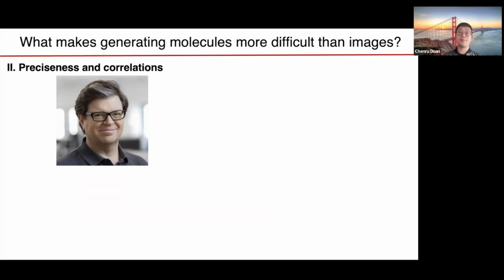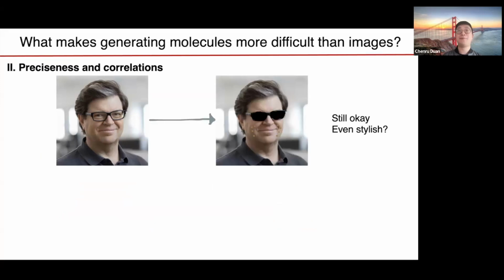For example, in the image community, people usually use the picture of Yann LeCun as an example. I will use that as well. Let's say we want to generate a picture of Yann LeCun. Here I have a model that generated one with sunglasses, and I don't know whether you can notice, but I also added some sprinkles on his face. But in the outcome, if we have this model, we will still see that the generated picture looks okay, or even more stylish compared to the original one.